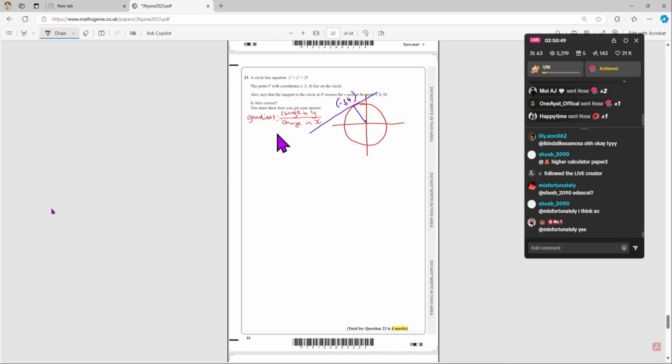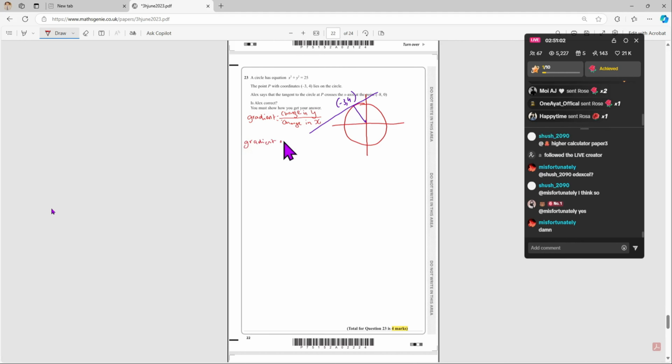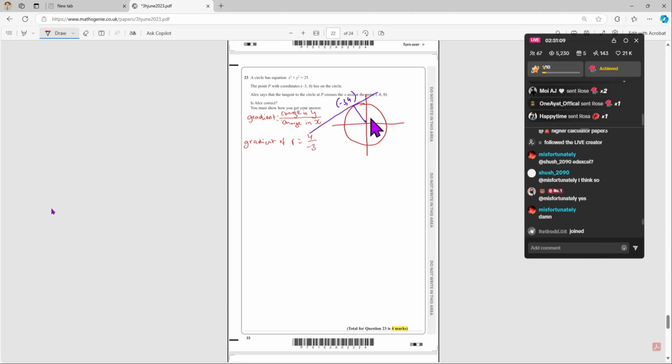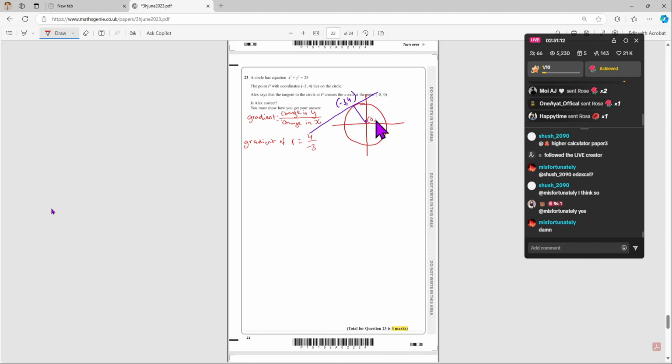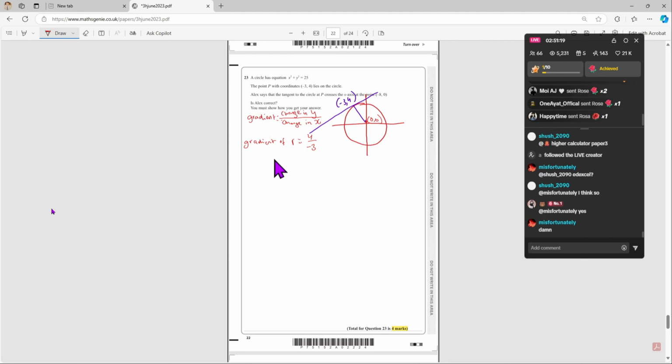And then we know that the gradient of the radius is going to be 4 over negative 3. Why? Because this point is 0, 0, okay? That means the gradient of the radius is going to be 4 over negative 3, because it's the change in y divided by the change in x.